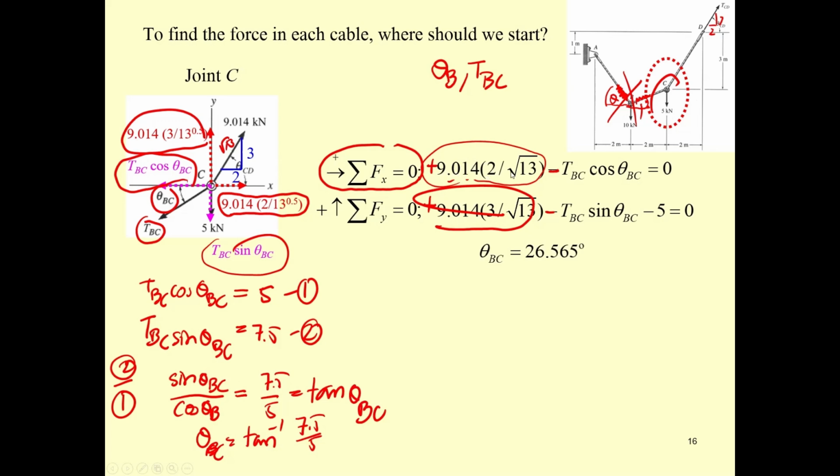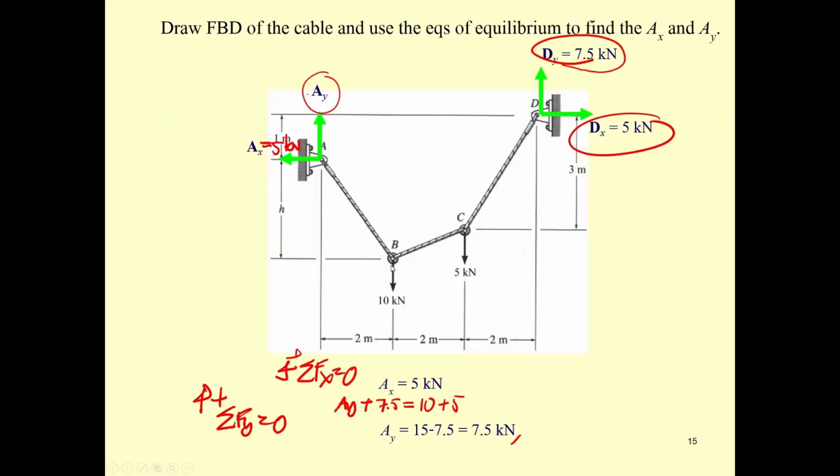What will you get here? 9.014 times 2 divided by root 13. That's going to be 5. Minus 5. This is going to be 2.5. This is supposed to be 5, right? This one will be what? 7.5, and we forgot. How come it's 7.5? Because it's supposed to be the same as we have it over here. The x is supposed to be 5. The y is supposed to be 7.5.